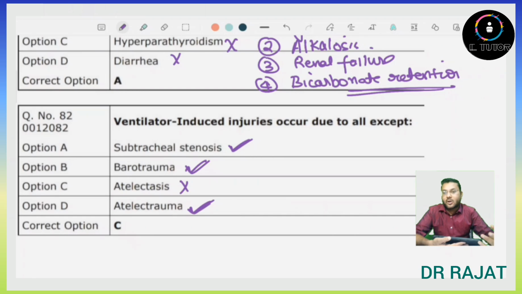So the answer will be option number C, atelectasis, which is the collapse of the lung which occurs mainly either due to the inappropriate supply of air, or due to the increase in pressure on the lungs due to any trauma on the chest wall. So option number C will be the correct answer.